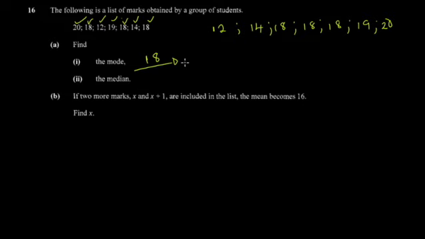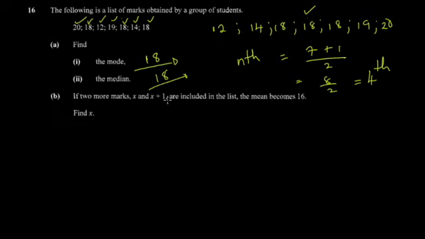The median simply means the number in the middle. How many terms do you have? 1, 2, 3, 4, 5, 6, 7. If you want to work it out in a math way, the median should be the (n plus 1) over 2 th term, where n is the number of terms, which is 7. So you get 8 over 2, so you're looking at the 4th term. The 4th term would be 1, 2, 3, 4. So this one would be the median. So 18 is again the median. So 18 is the mode, and it's also the median.